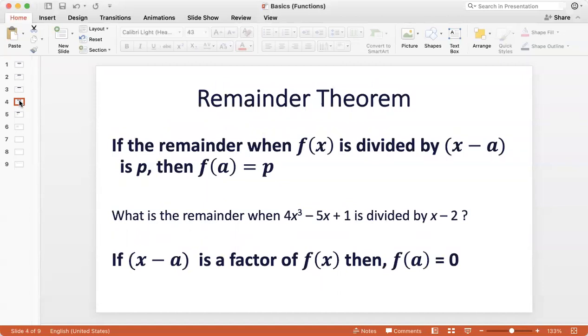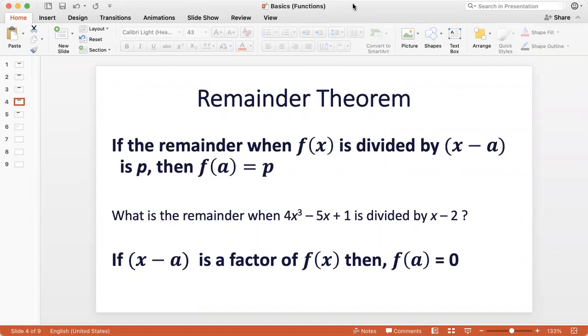Now, what is the remainder theorem? The remainder theorem says that if you have a function f of x and you divide it by x minus a and you get the remainder p, then the value of the function at x equal to a is p. What do I mean by that?